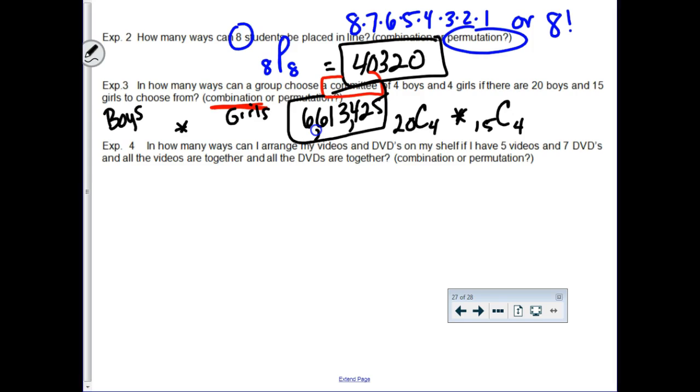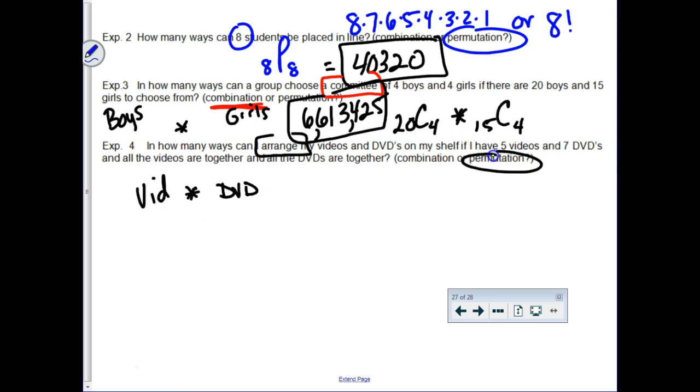All right, and how many ways can I arrange? There's the keyword there, arrange. My videos and DVDs, because I'm old. On my shelf, if I have 5 videos and 7 DVDs, and all the videos are together and all the DVDs are together. So it's kind of like the boy and girl question where you're going to keep them separated, but you're still going to arrange them within their groups. So we're going to have to figure out a permutation, because it's ordering, of the videos, and we're going to multiply it by a permutation of the DVDs.